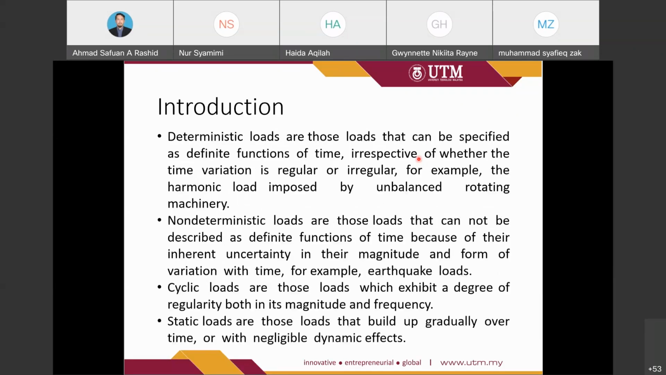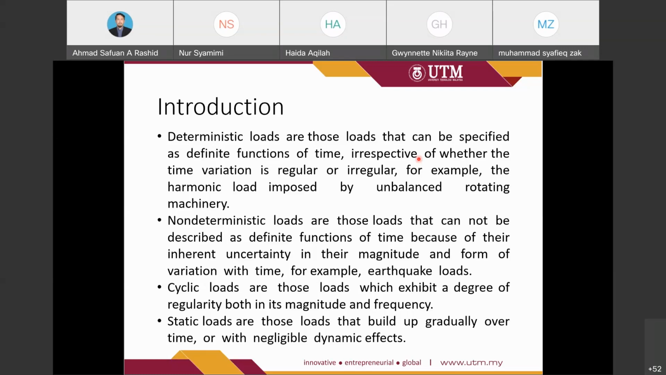Deterministic loads are those loads that can be specified as a definite function of time, irrespective of whether the time variation is regular or irregular. For example, the harmonic load imposed by unbalanced rotating machinery. We know that these problems happen, so we can identify what the value is that comes from this machine, for example, these rotating machines.